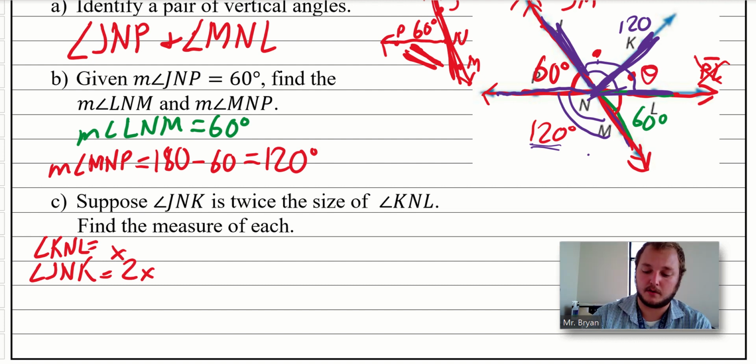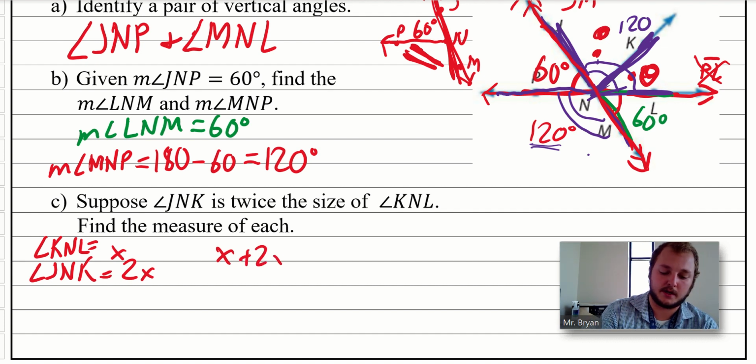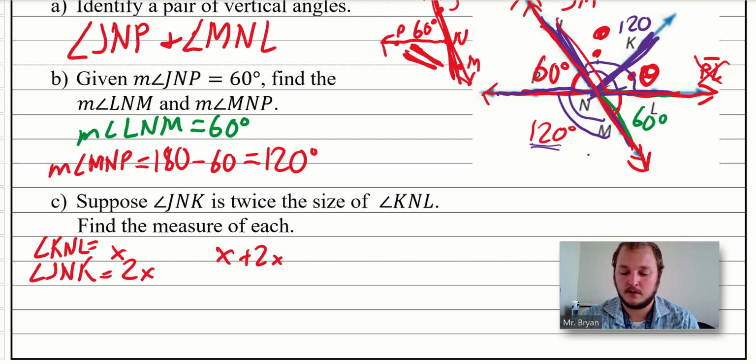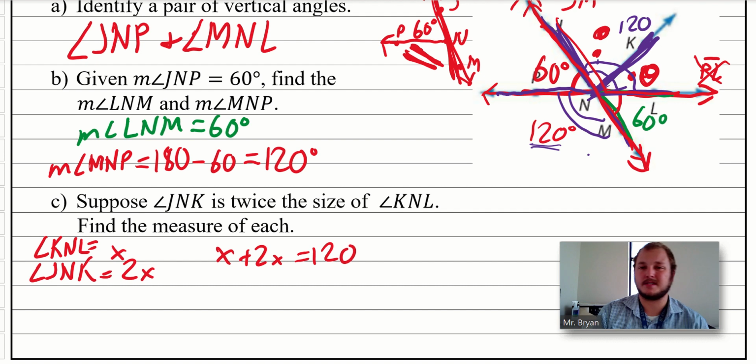I can say this part right here, which we just said is x, plus this other part right here, which we just said is 2x. If I add those together, it should give me the measure of the entire angle, which we already know is 120. If that's not making sense, feel free to hop in the Zoom call and let me know, and I can go a little bit more in depth with that.